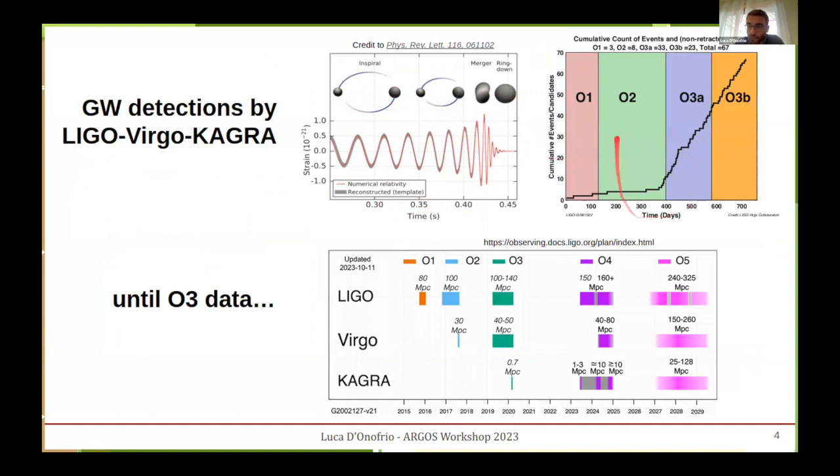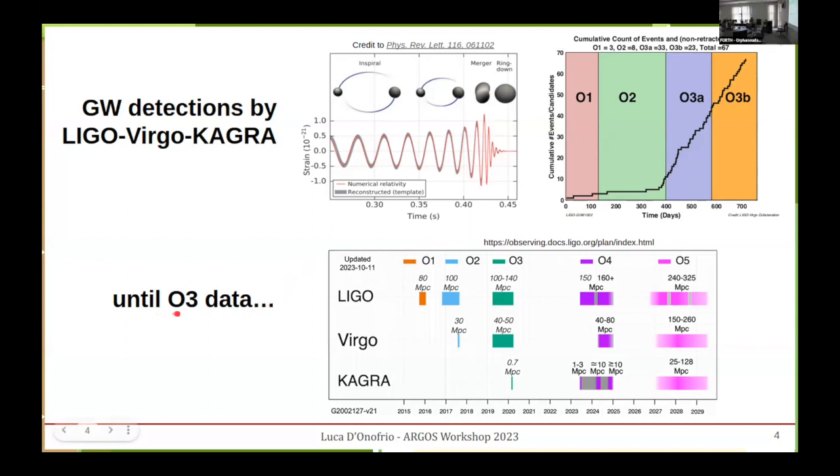In this plot on the right, there is the number of cumulative events that we have detected during the three observing runs. It is also clear here the improvement in the sensitivity. We have so far almost 90 detections of mergers of black hole and black hole, neutron star, or also the famous merger of two neutron stars with the multi-messenger counterpart.